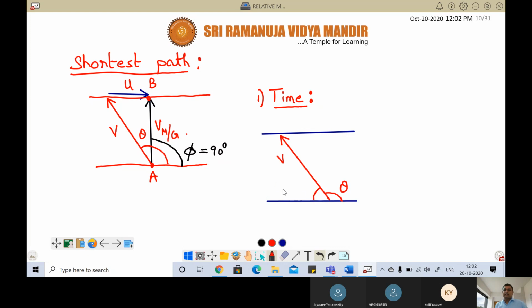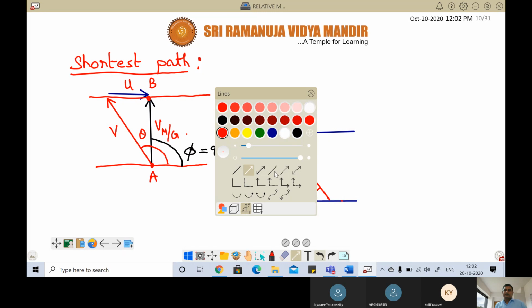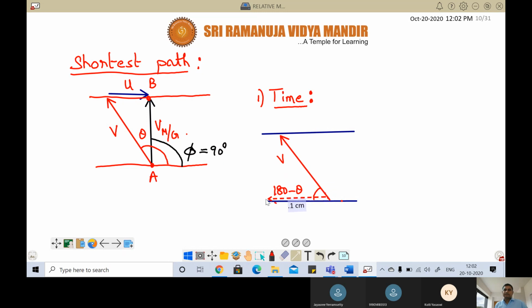180 minus theta, correct? Total angle is 180. Now let us forget this angle. This has two components. One is the x component, another is the y component. The x component is V cos of 180 minus theta, and the y component is V sine of 180 minus theta.